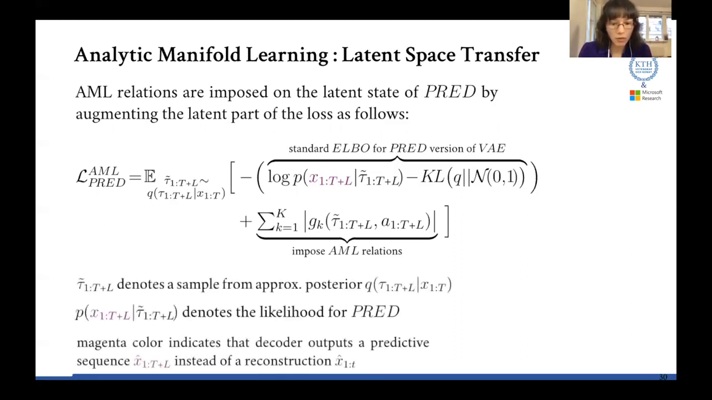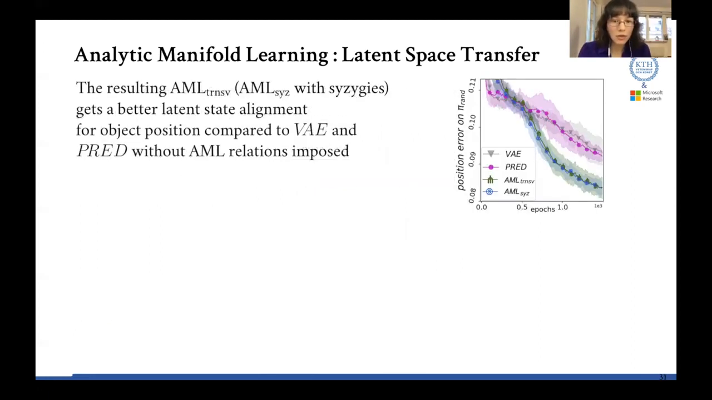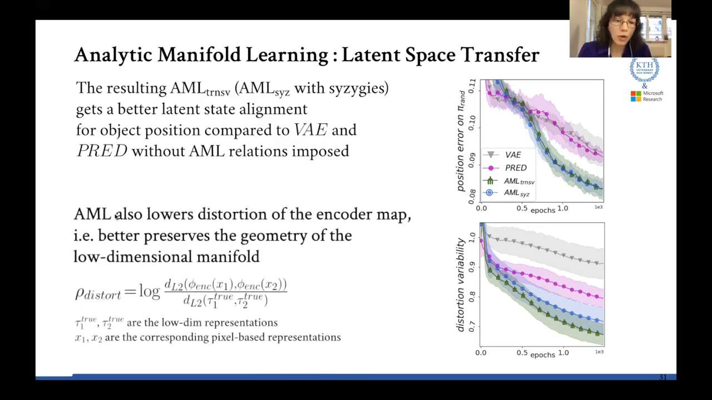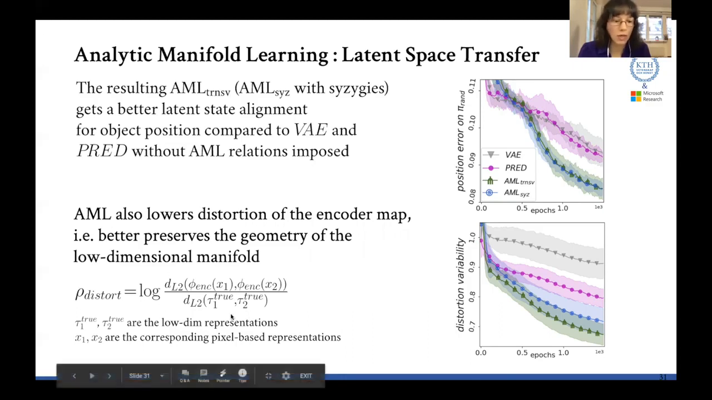Again, I can go through the details if anybody has questions, but I think I am over my 30 minutes. So what I'll say is that this helps us better predict the alignment between the position of the object, which is what we can measure here in the sliding block example. We can also show that we end up with an encoder map which has lower distortion, so that it better preserves the geometry of the low dimensional manifold. That's nice. And this is just using some distortion metrics that are similar to what's been used in literature before.